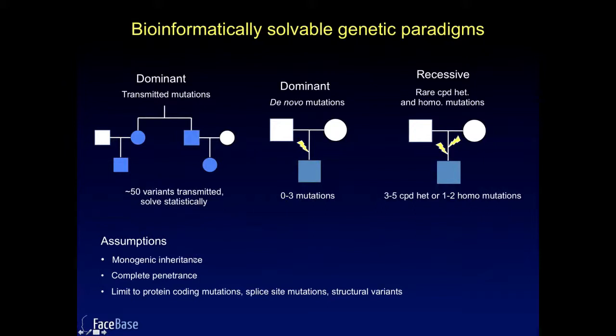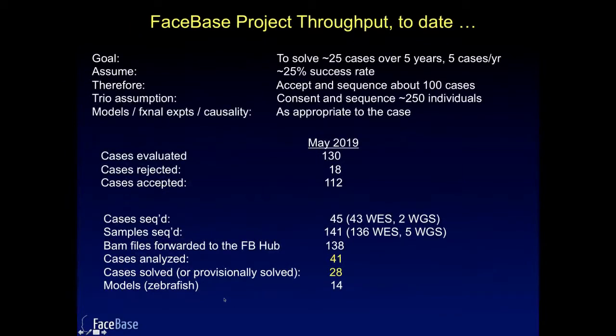There's some assumptions: monogenic inheritance, complete penetrance, and then whole exome. We're only looking at coding sequence. Here's our summary of project throughput to date. Some of the analysis are still underway. Our original goal was to try to solve 25 novel cases over 5 years. There were several misconceptions about that, I realized once we got underway.